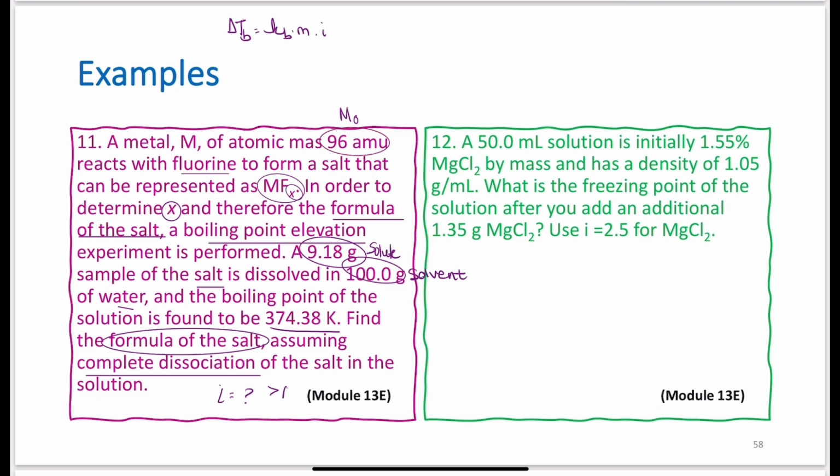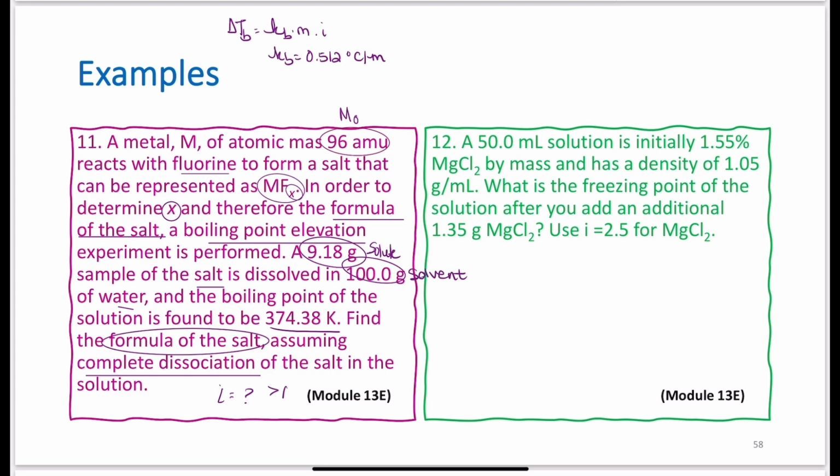What else do I know that's not listed? I know I can look up the value of Kb for water. I believe it's 0.512. I do actually have to look this one up because I never remember it, and it will be provided for you. It's 0.512 degrees C per molal. That's how you have to have the units so that it cancels out and gets you the correct things, whether it be temperature, molality, whatever.